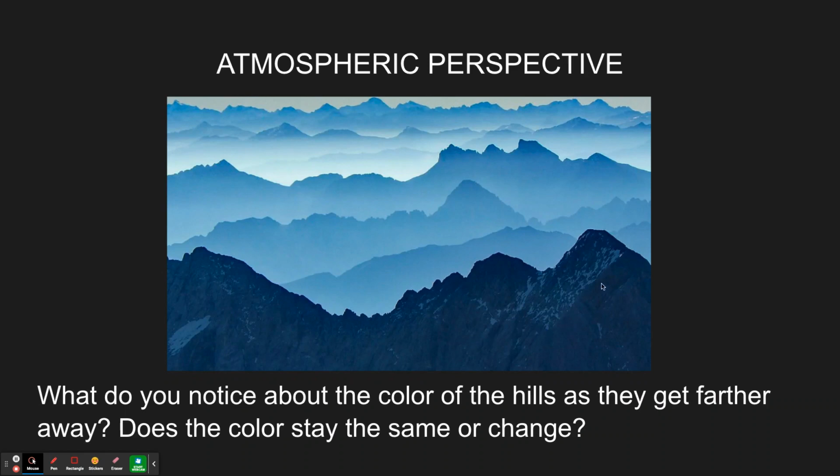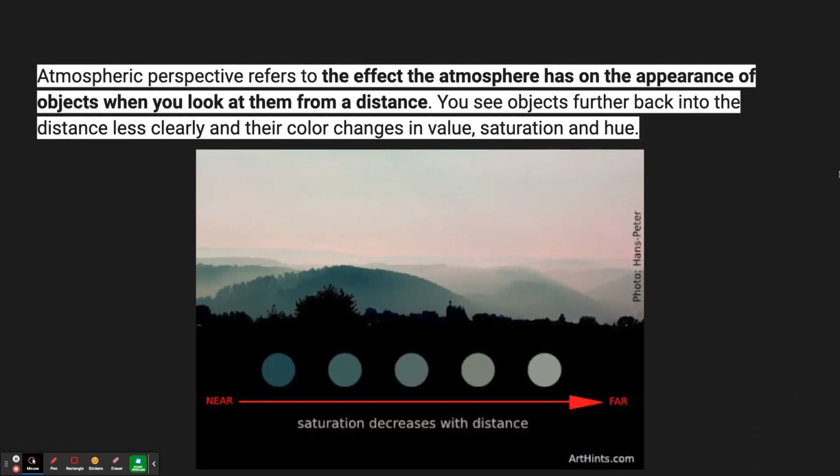So what we're first going to notice is right here in front of us, the closest definitely is the darkest, and slowly it gets lighter and lighter and lighter. And this is known as atmospheric perspective. Atmospheric perspective refers to the effect the atmosphere has on the appearance of objects when you look at them from a distance. You see objects further back into the distance less clearly, and their color changes in value, saturation, and hue. And the atmosphere itself depends a lot on location as well.